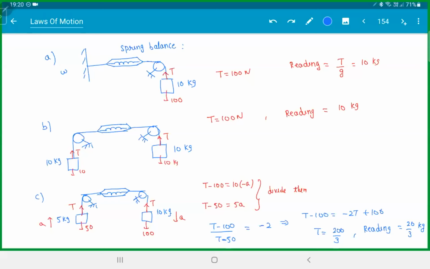Please check. Easy question, standard one. Clear? Can I go ahead? No. Any doubts on this?